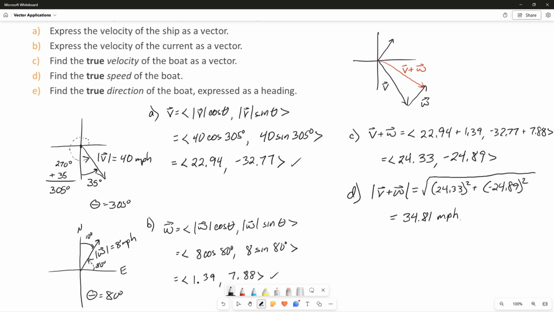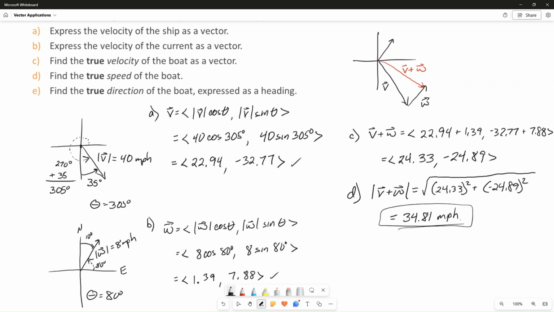So the ship is actually going a little bit slower in reality than what it was originally trying to go. So it was set to travel at 40 miles per hour. But because the water's pushing in the opposite direction, it's pushing to the north, it's going to slow the ship down. So the ship's actually technically only traveling about 34.8 miles per hour.